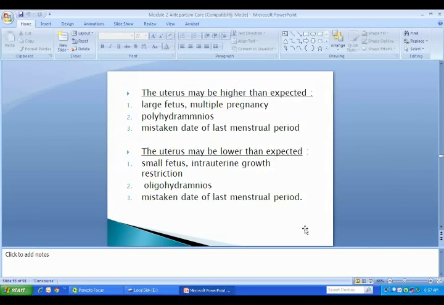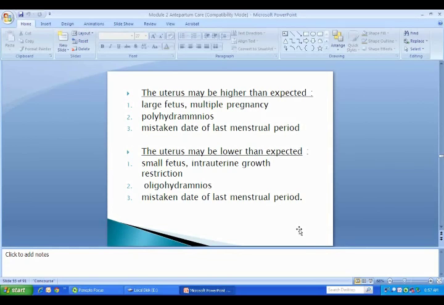Now suppose you're taking care of a mother and we measure it, and it seems really out of measurement for how many weeks she is. Well, if it's significantly higher than expected, it may be that she has a large fetus or a multiple pregnancy. She may have too much amniotic fluid, or maybe there was a mistake in her dating for her due date.